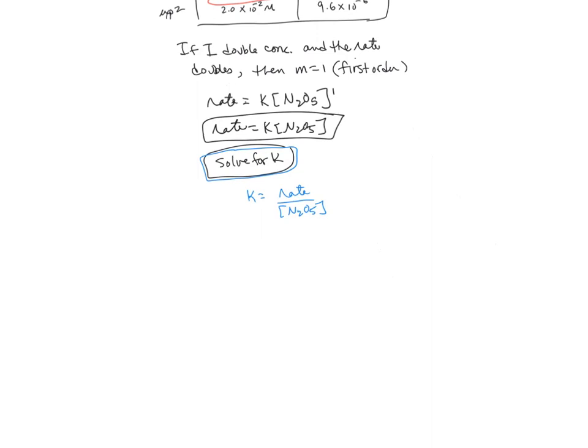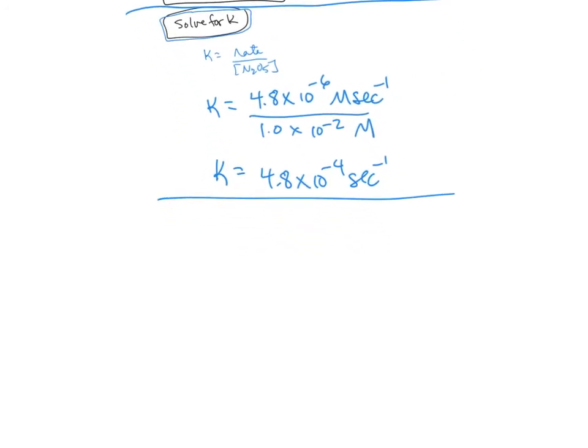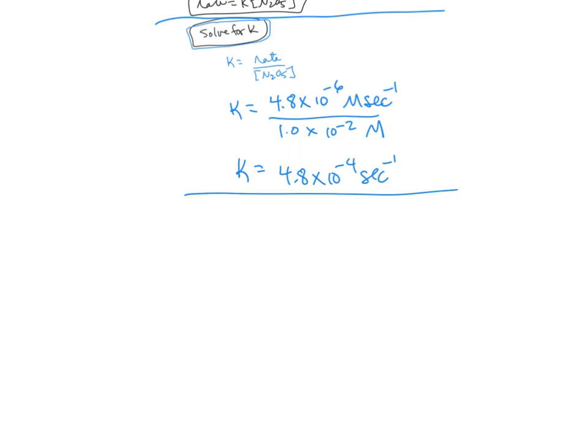So I can say that K equals, from experiment 1, 4.8 times 10 to the minus 6 molar per second, and then I'm dividing that by 1.0 times 10 to the minus 2 molar, and then I get the rate constant K is 4.8 times 10 to the minus 4 seconds to the minus 1. All right. Then you take that information and you put it all together. This is the final answer.